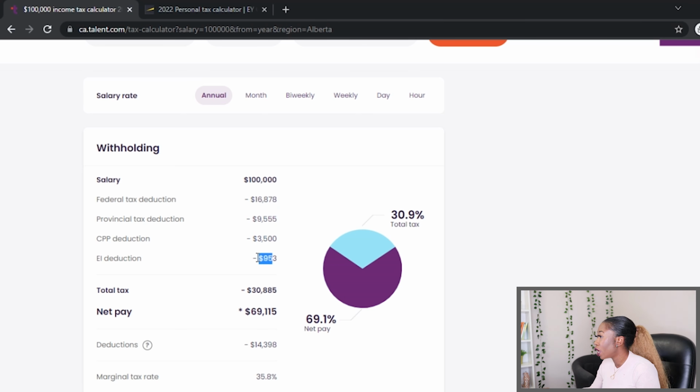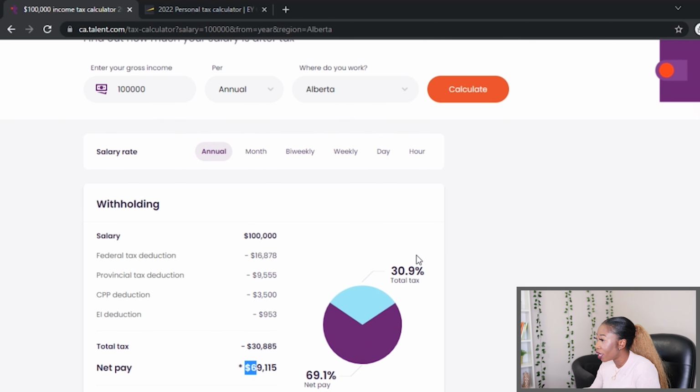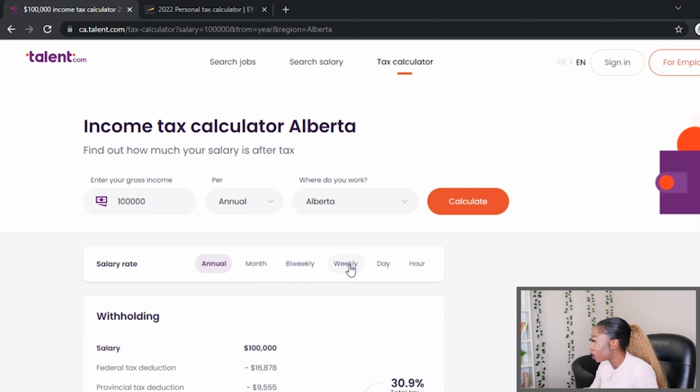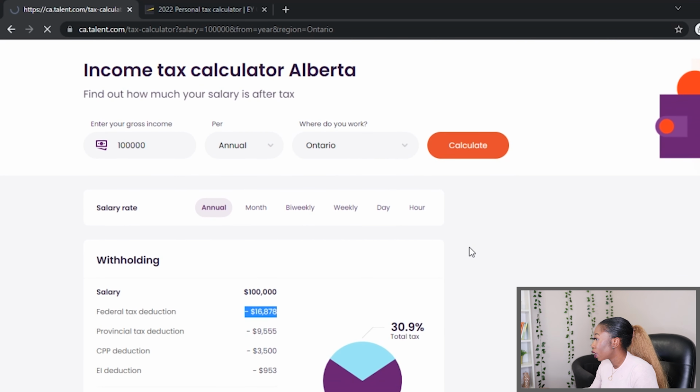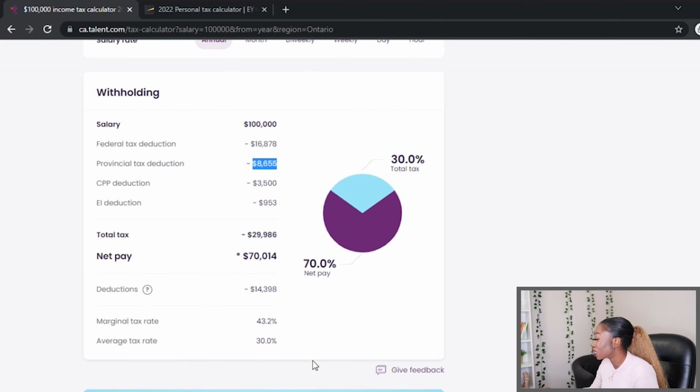Remember, everybody's tax situation is not always the same, so it might vary from person to person. You might have ways to claim deductible expenses and your income tax would reduce, and someone else might have more income later on in the year and they will be required to pay more taxes. So let's just try Ontario as well, just to show you that the federal taxes remain the same. Calculate. As you can see, if you lived in a province like Ontario, your federal taxes remain the same. However, your provincial taxes have increased, and this is the average tax rate you'll be paying.